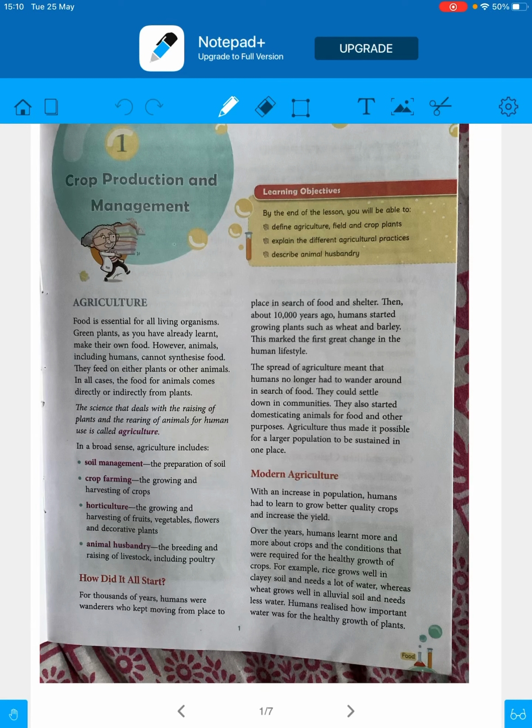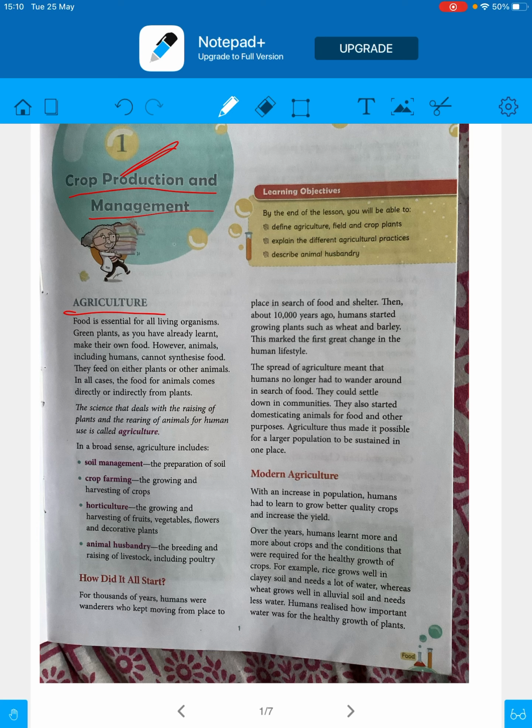So, studying chapter number 1, that is crop production and management. Until now, we have learned up to manures and chemical fertilizers, right? Because this chapter is a little large, we will now take an overview of whatever we have learned till now. Okay, so we have learned about agriculture, right?